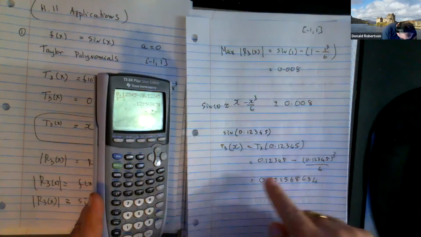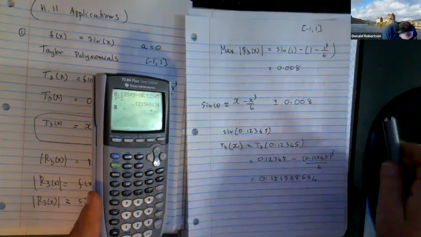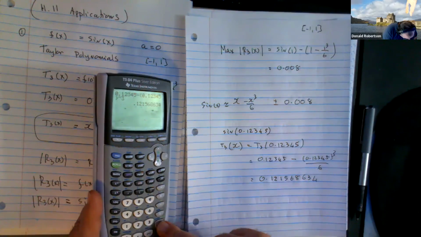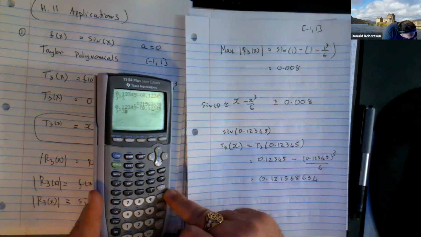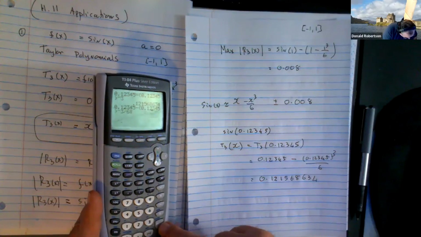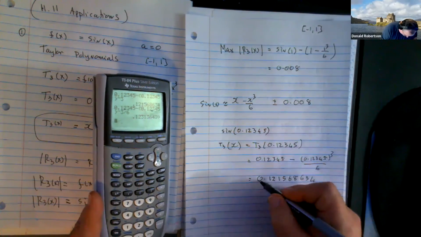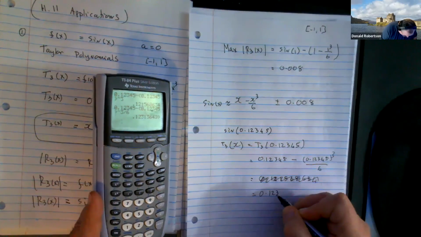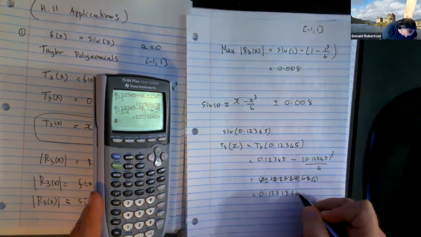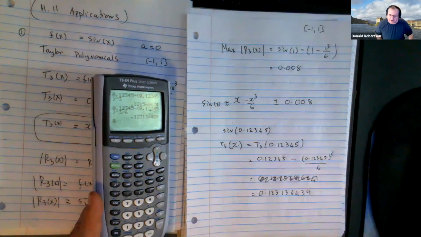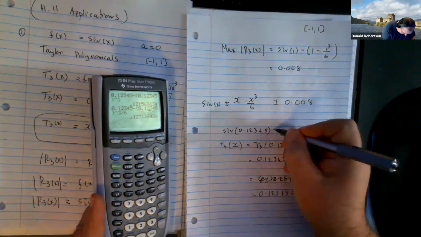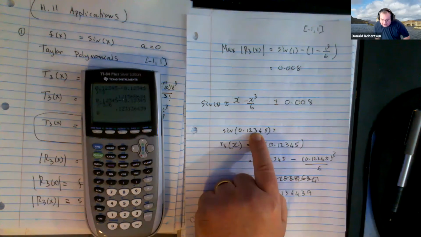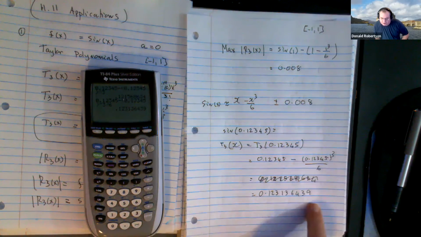Just double check that. 1, 2, 3, 4, 5, 1, 2, 3, 4, 5 cubed, and it's not right because I forgot to divide by 6. So it's 0.123136439. Right, that's it now. This is going to be the correct answer. This is our estimate.